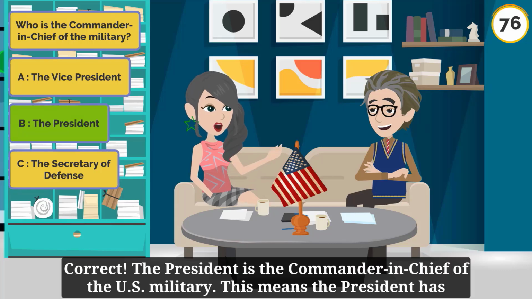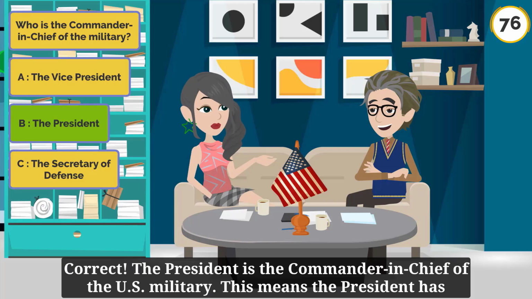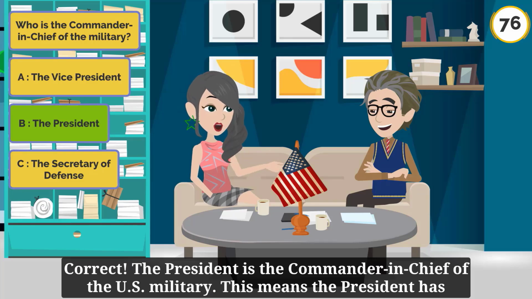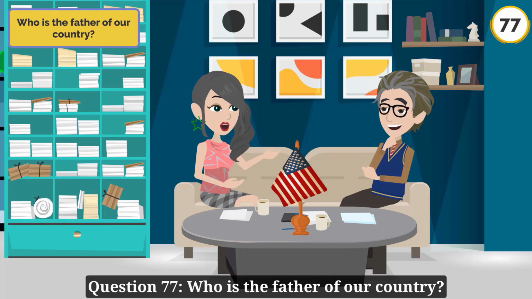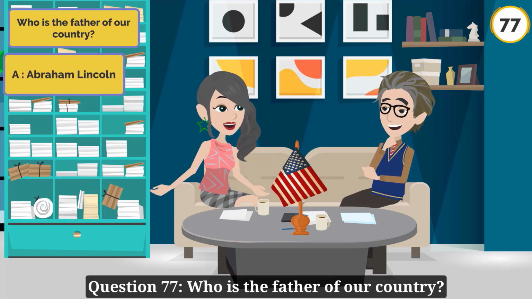Correct. The President is the Commander-in-Chief of the U.S. military. This means the President has ultimate authority over all branches of the armed forces, ensuring civilian control of the military.